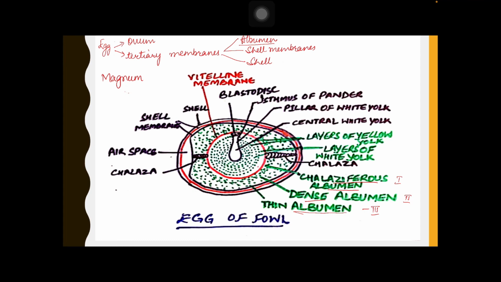Now the inner part of this upper part of the oviduct has numerous spiral convolutions. So inside the upper part of the oviduct, there are many spiral convolutions.